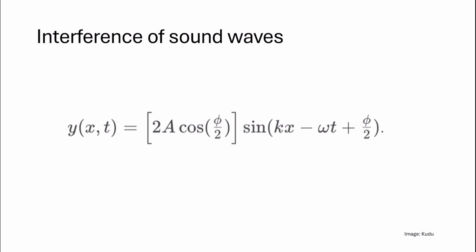Second, sine(kx minus omega t plus phi/2) describes the shape and motion of the resulting wave, including its frequency and phase. The phase difference phi is crucial in determining the type of interference.